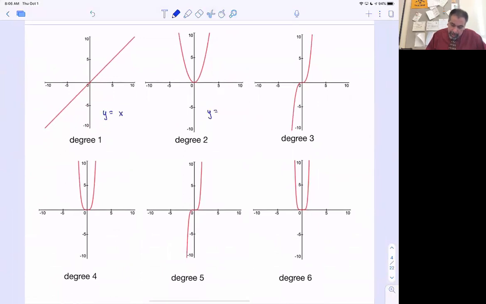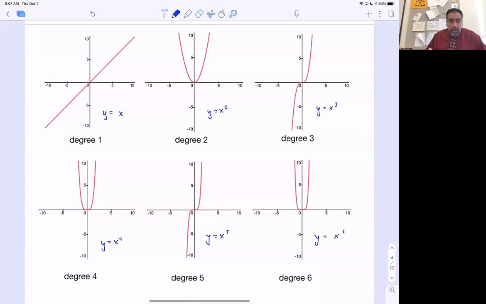This next one is going to be y equals x squared. This next one is going to be y equals x cubed, and right on down the line. So we're going to get x to the 4th here, x to the 5th here, and x to the 6th as our last one. So there's x to the 5th, and here's x to the 6th.